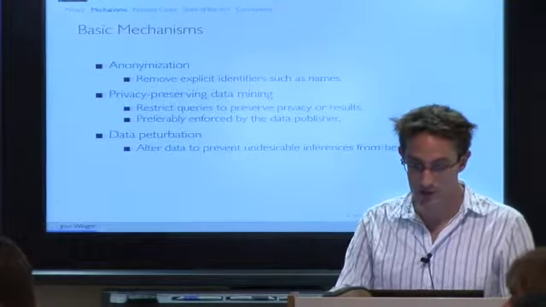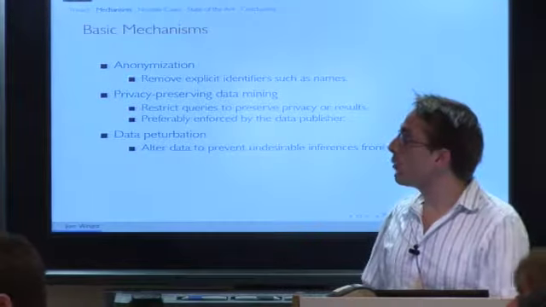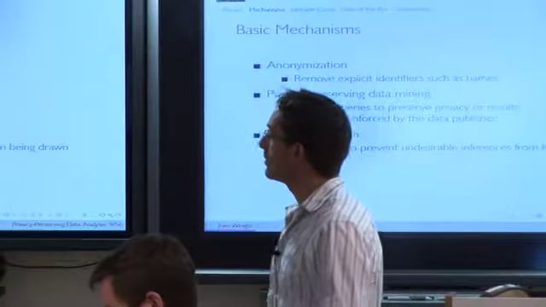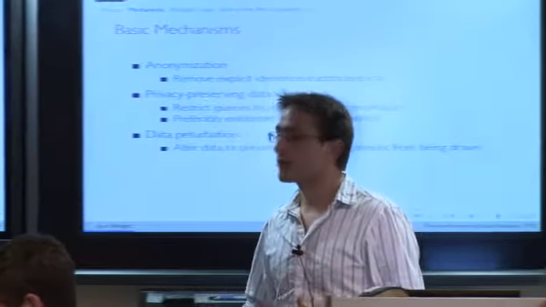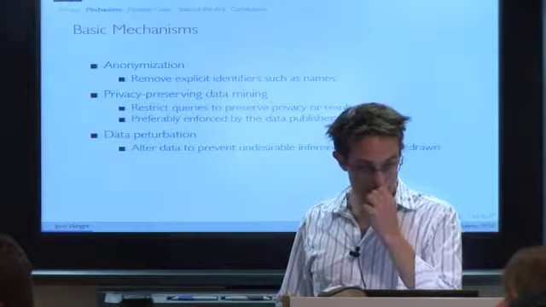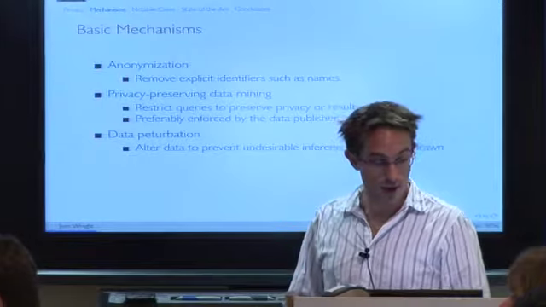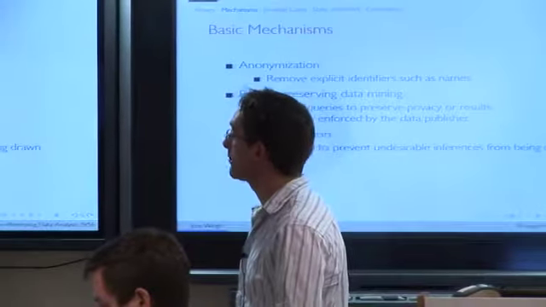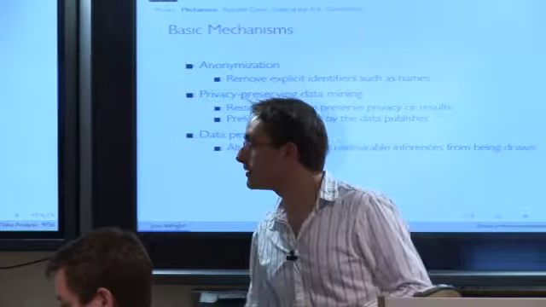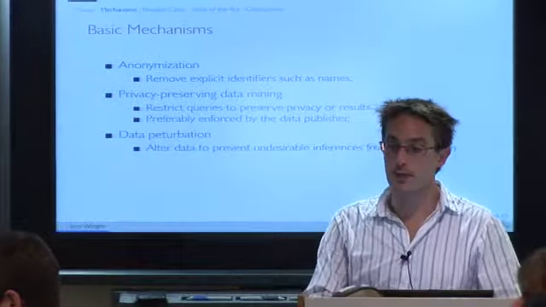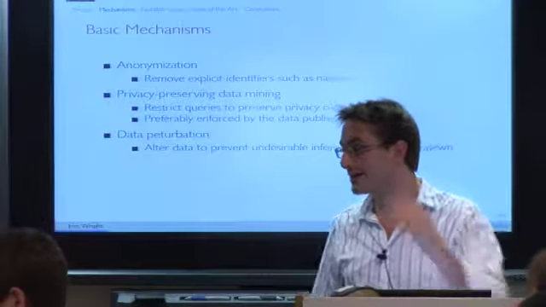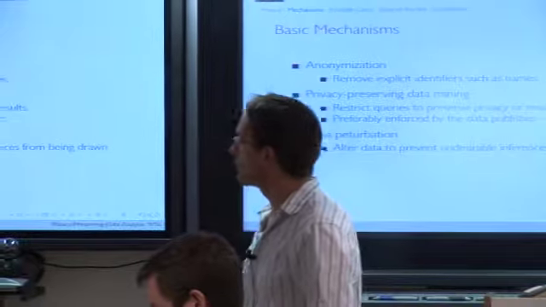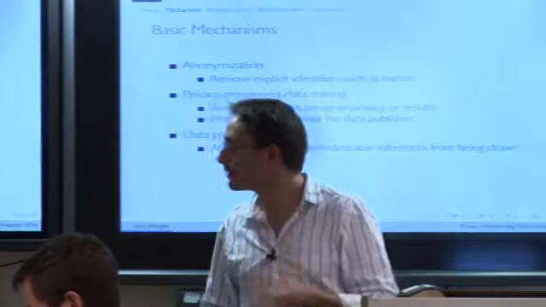we can enforce privacy-preserving data mining, which is we're going to query the database, we're going to analyze the database, we're going to do something with the database, but we are going to restrict the queries that can be made on the database, or indeed the results. And this is preferably enforced by the person who is holding the data, the publisher. Another thing we can do is we can perturb the data, which basically means we're going to add some noise to the data. We're going to change the values in the database so that the individual privacy of the people whose data is in the database is preserved.